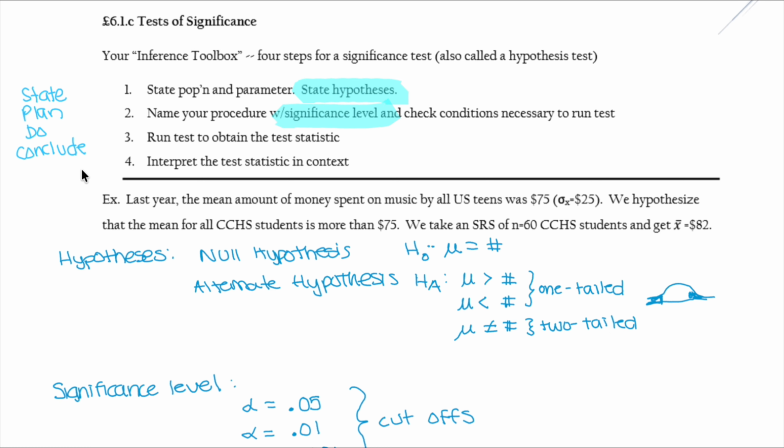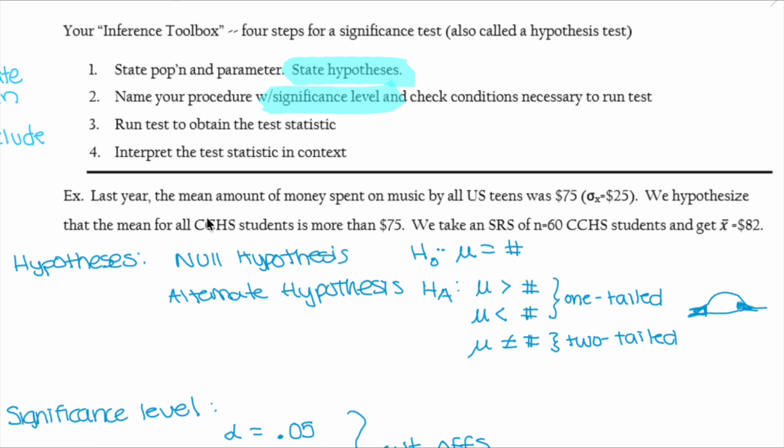Let's use this example to go through it right now. Last year the mean amount of money spent on music by all U.S. teens was $75. The standard deviation is $25. We hypothesize that the mean for all CCHS students is more than $75. We take an SRS of n equals 60 CCHS students and get x bar, which is $82. There's a lot of information in here, so we want to follow these 4 steps as we go through this test.